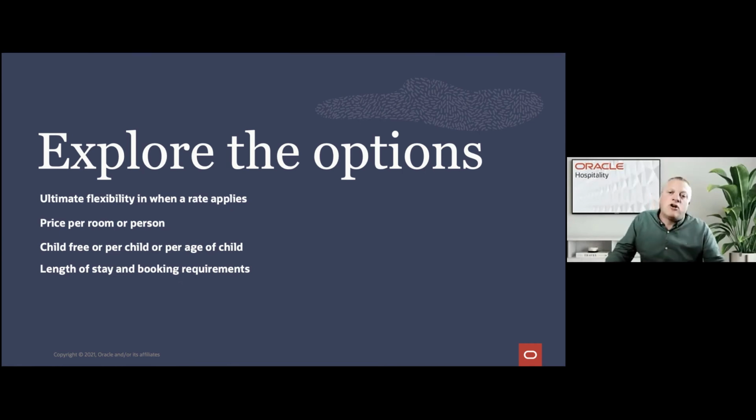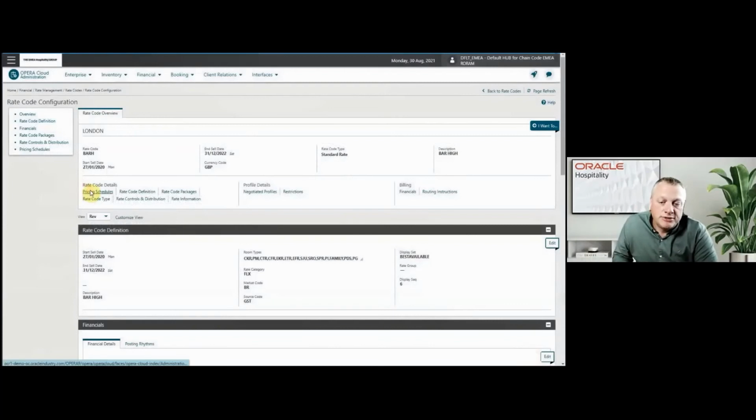There's many different options available within Opera to configure and control your rates. We provide more flexibility than any of our competitors, and this allows you to do things like pricing per room or per person, having occupancy-based pricing, having the ability to have children free in a room or based child pricing, or the maximum number of children in a room and work out different pricing based on their age, and make the same booking requirements.